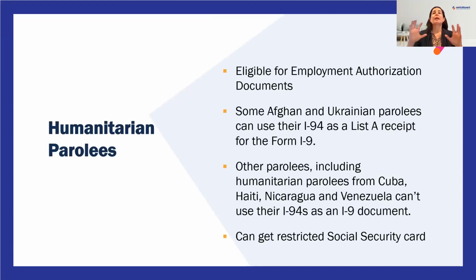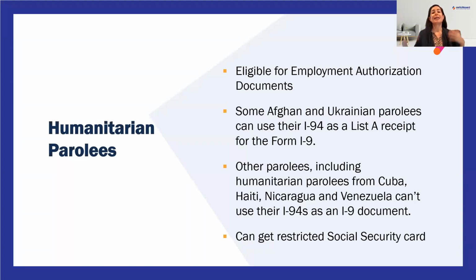But some parolees do not need to wait until they get an employment authorization document in order to start working. For most Ukraine and Afghan parolees, they can use their I-94 for up to 90 days. If the I-94 expires at day 50, then they can't use it for 90 days. They can only use it for the 50 days. But if it's valid for at least 90 days, then they can use it for 90 days.